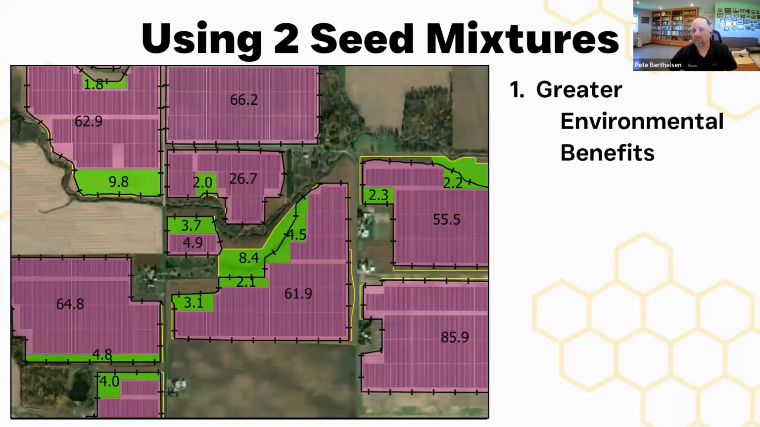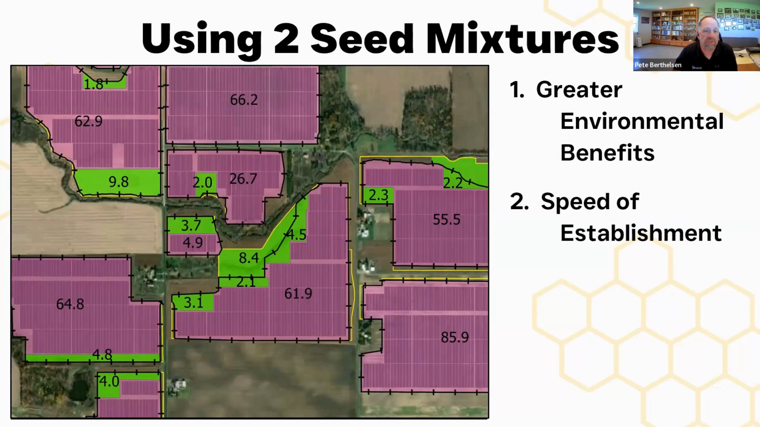We also use this approach when we work on solar energy projects. Here's a project where this kind of pinkish color is where the panels are, and that has 1 seed mixture that only grows so high. And then these green areas are where we use a vegetative seed mixture that can grow to any height because there are not panels there. The 2 seed mixture approach is something that is really unique and produces a lot of benefit.